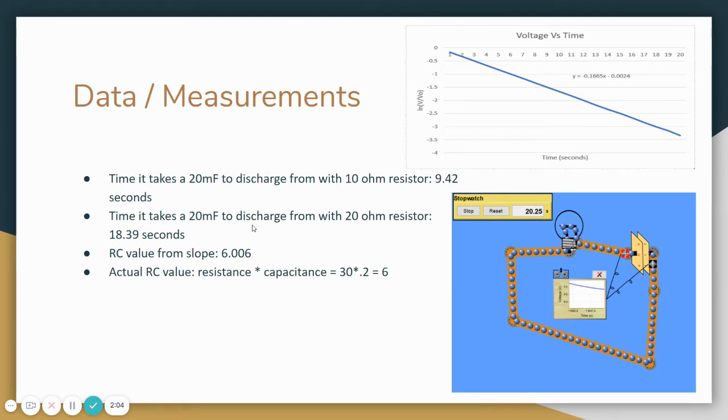Additionally, a big part of this was calculating the RC value. So using the slope that we found over a 20-second interval, going by 1 second intervals, I found that the RC value was 6.006. And the actual RC value, which is calculated by resistance times the capacitance, should be 6. So I got very, very close with this slope approximation here using Excel.